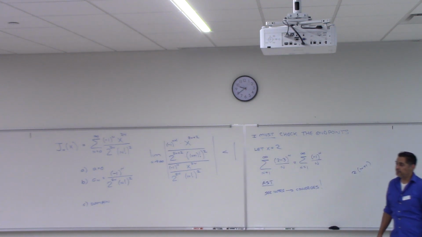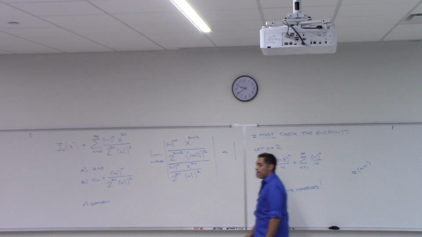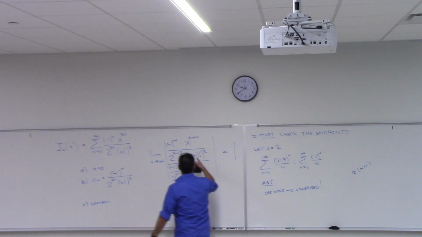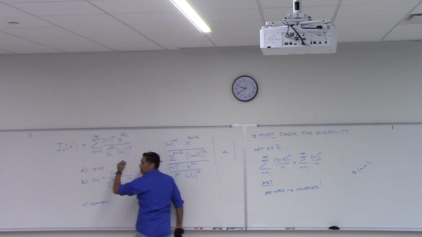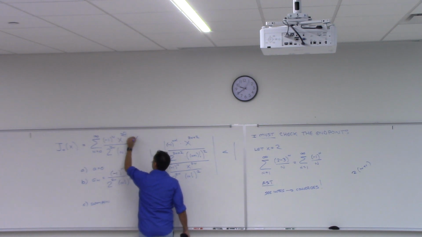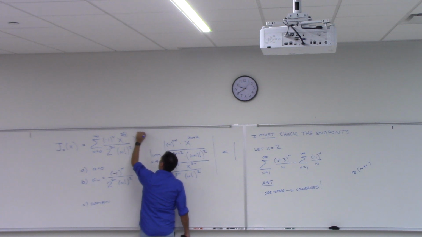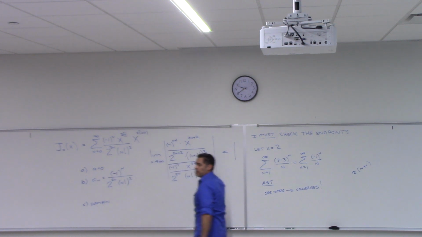Yes? Could you say again where you got the plus 2 from? Okay, I'm replacing this n with what? N plus 1. If I replace that with n plus 1, I get 2 times n plus 1, right? Like that? And then distribute the 2 through.